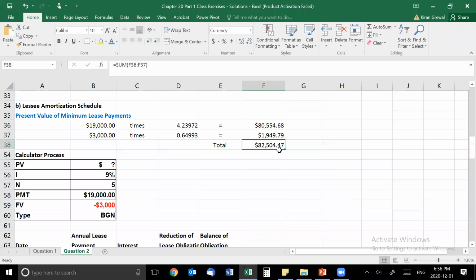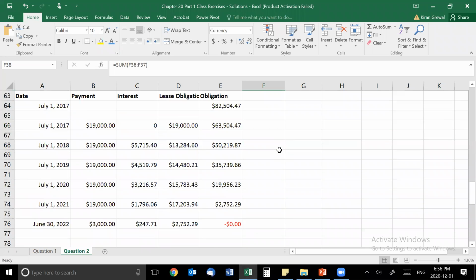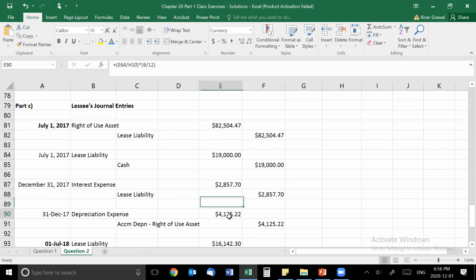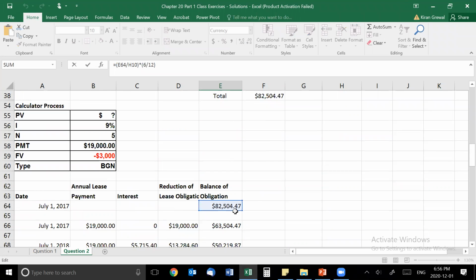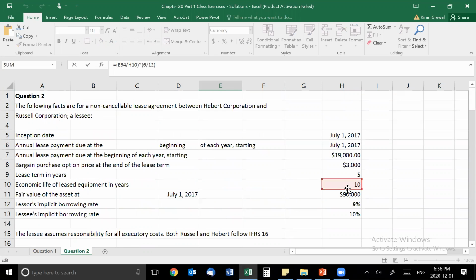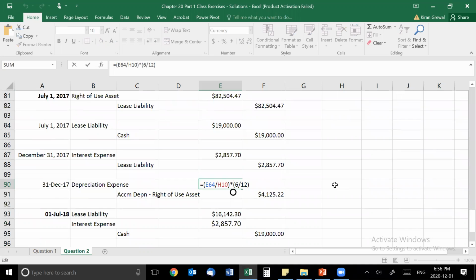Okay, so we're going to take our 82,505 divided by 10 years as depreciation. But because we started this in July, we're only taking 6 out of 12 months of that. So we're going to take our 82,505 divided by our 10 years times 6 over 12, because we started in July, so we wouldn't take the full year of depreciation. Next year, we'll take the full year of depreciation.